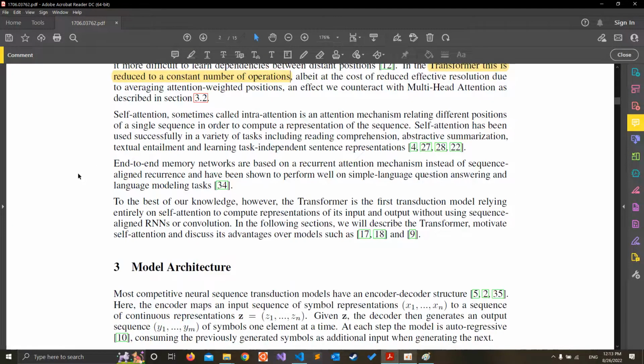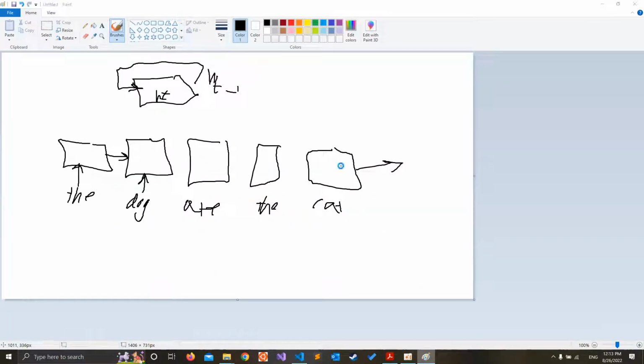Self-attention, which is the basic element of this architecture, is talked about in this section. Self-attention, sometimes called intra-attention, is an attention mechanism relating different positions of a single sequence in order to compute a representation of the sequence. Self-attention has been used successfully in a variety of tasks, including reading comprehension, abstractive summarization, textual entailment, and learning task-independent sentence representations. Let me explain how self-attention works and what they mean exactly here.